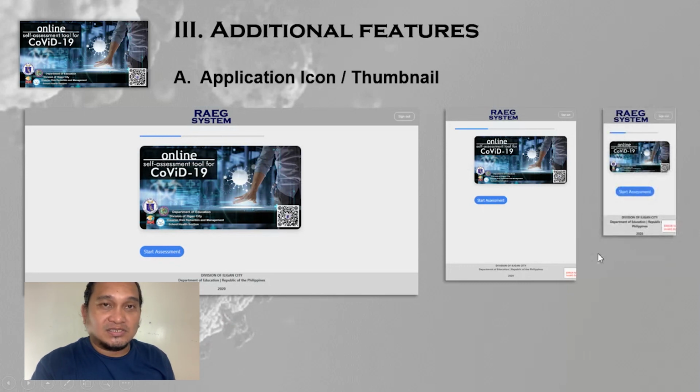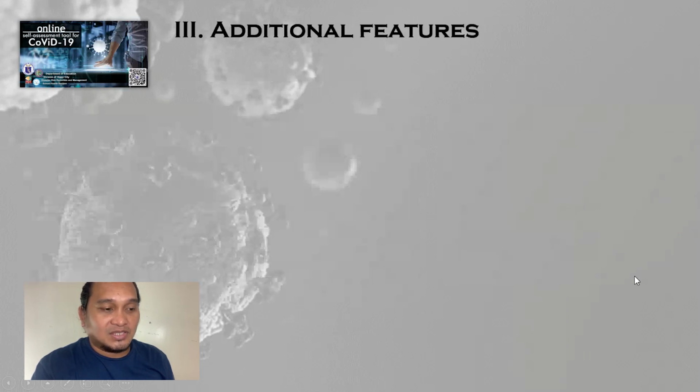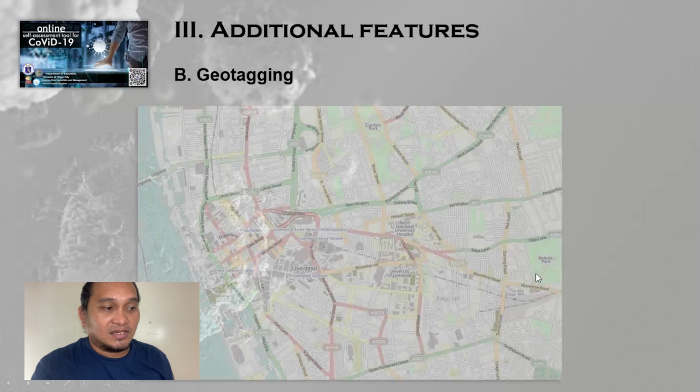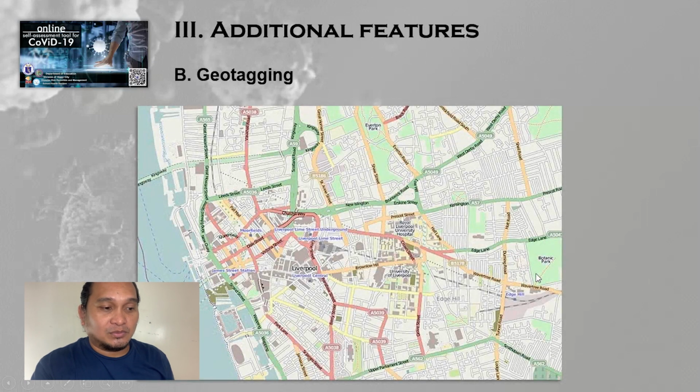And another one is geotagging. So in the future, we're going to have geotagging. So if there's a possibility that there's an infection or contagion, that particular person will be geotagged as to the address or the location or particular coordinates or GPS as to the world map, so we can easily see the possible address of the particular person.